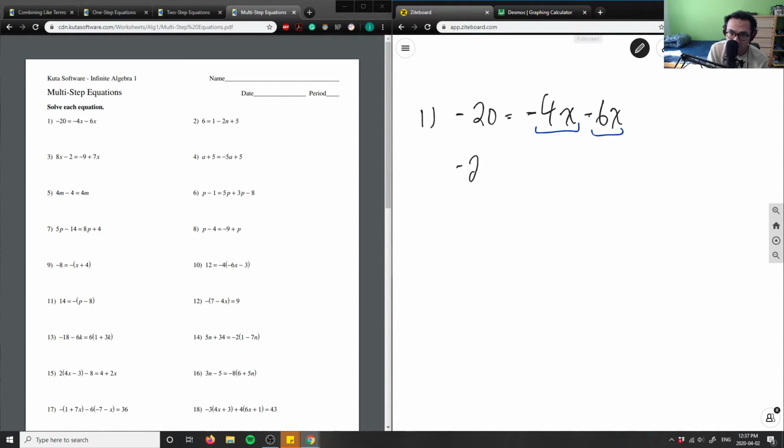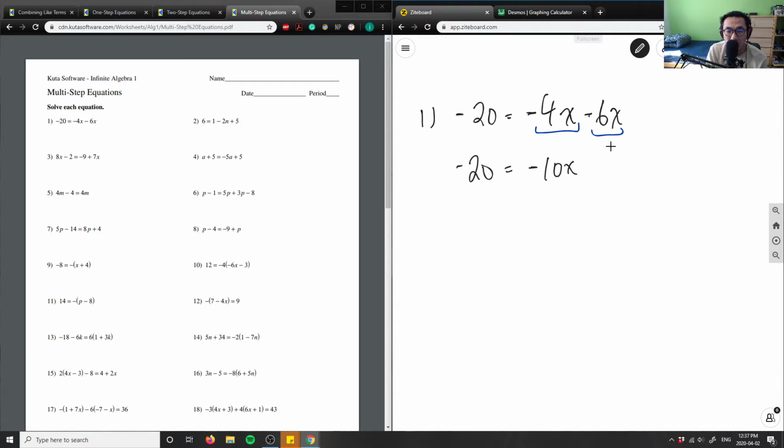So negative 20 stays here. And what's minus 4 minus 6, right? In this case, it would be minus 10. Minus 4 minus 6 is negative 10. So negative 10, and I still have the x, right? And now I can actually solve my equation. I have here negative 20 equals negative 10x.